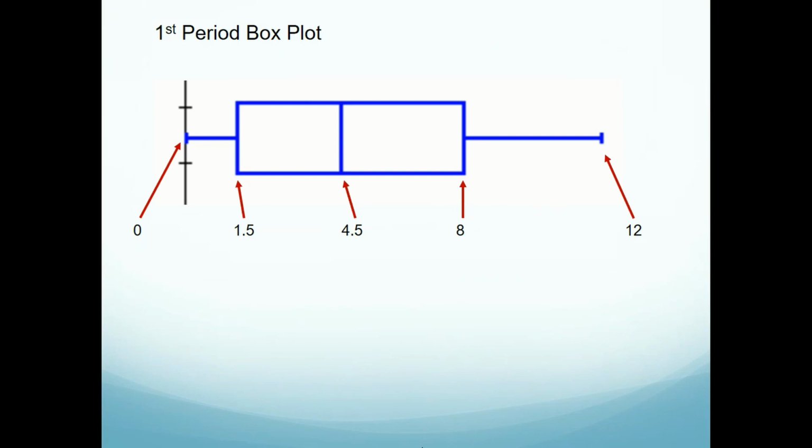Here is our box plot for first period. You'll notice that I labeled the 5-number summary. You can either do the labeling of the 5-number summary, or you can put a number line underneath the box plot with a scale written on it. You will see here there is no outliers, and it's fairly symmetric, so a t-test is appropriate.